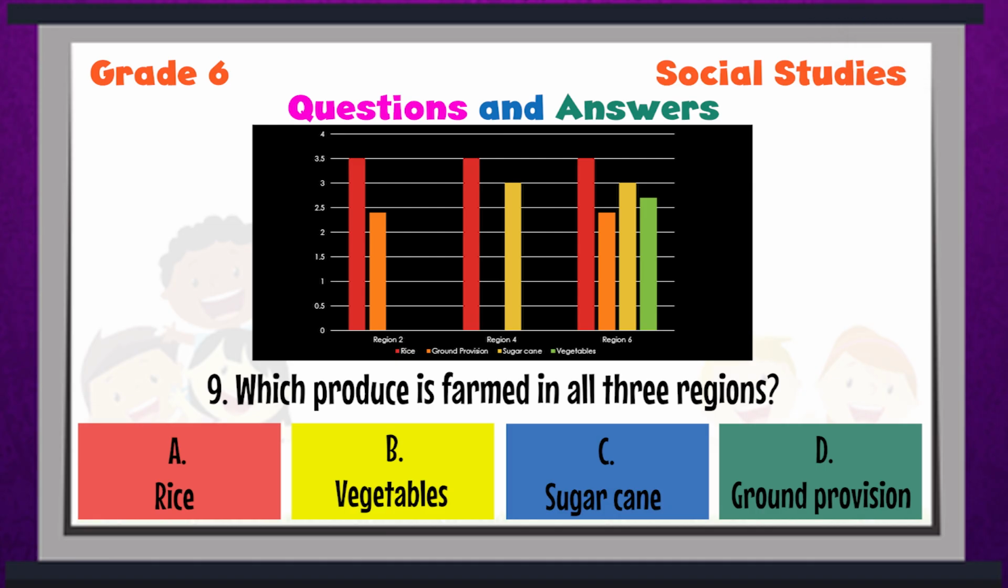So question 9. Which produce is farmed in all 3 regions? Which produce is farmed in all 3 regions? A, B, C, or D?